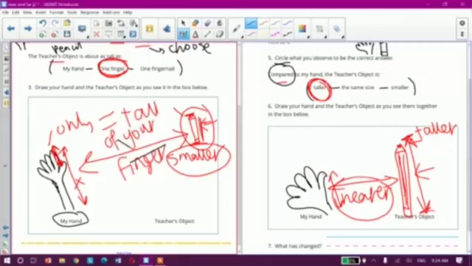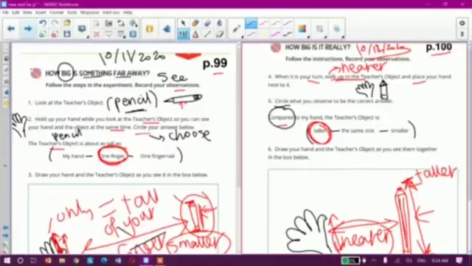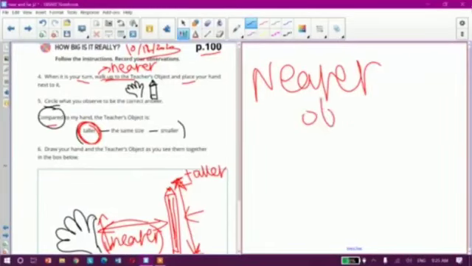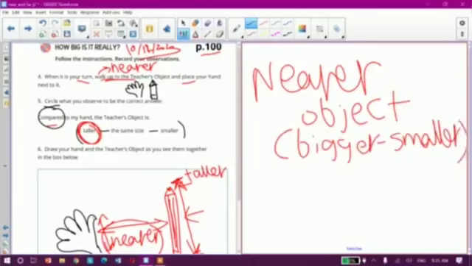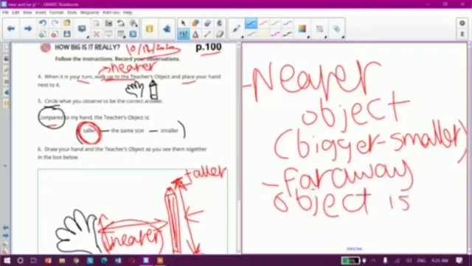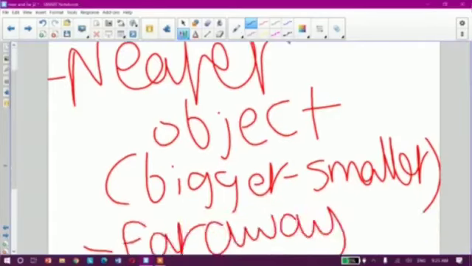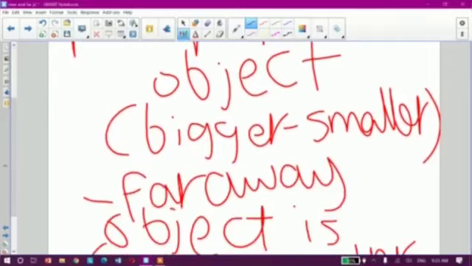a nearer object, is it bigger or smaller? Nearer object is bigger or smaller, okay? A far away object is nearer or smaller? What is your answer, okay? Your answer will be: a nearer object will be bigger. Nearer object will be bigger, okay, and the far away object is smaller.